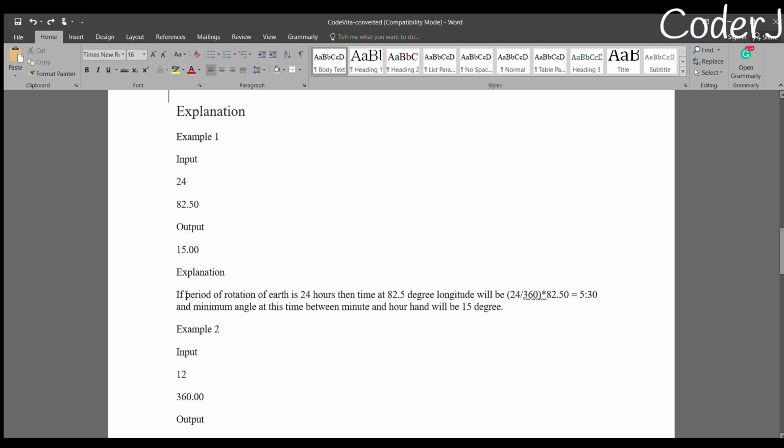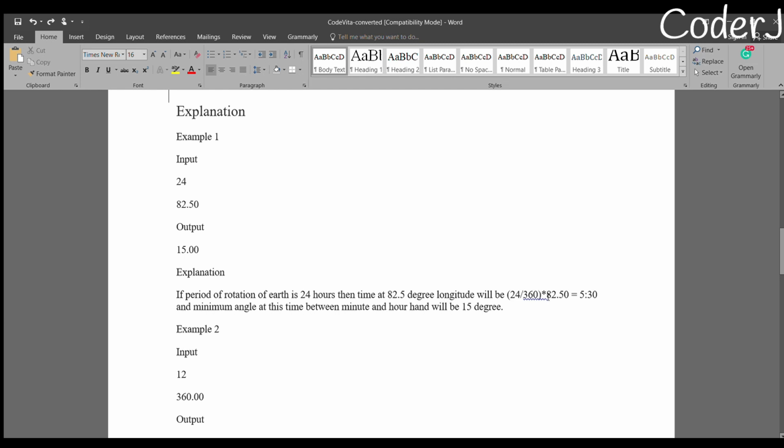So let's come to this formula, and we just want to calculate our time, right? How do we calculate it? This is our input one, this 24 that you see, divided by 360, multiplied by this input two.